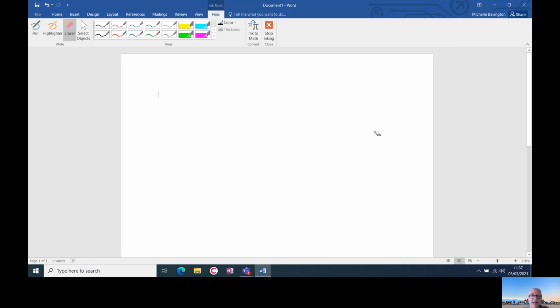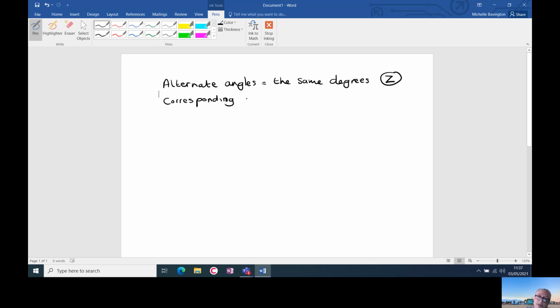All right, let's start off by calling them their names. Alternate angles equal the same degrees, and we use the Z to help us out with that one. Corresponding angles equal the same degrees, and we use an F to help us find that.